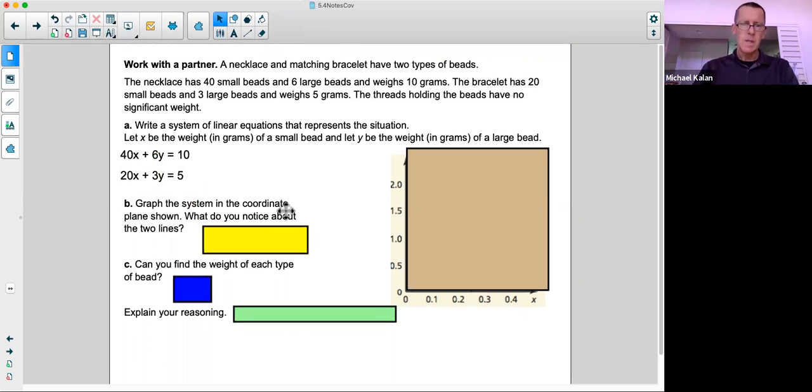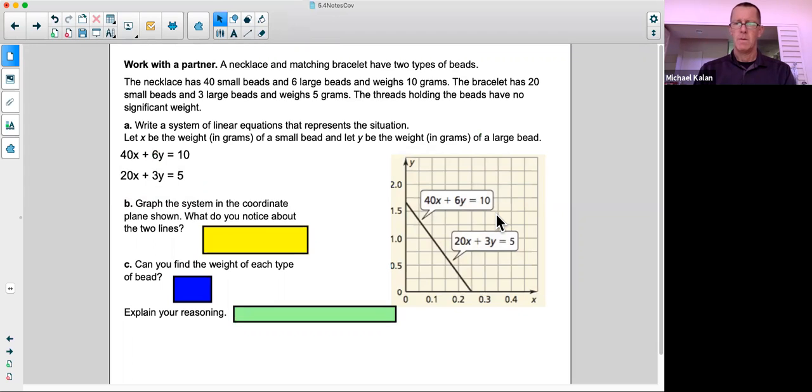Now go ahead and graph the system on the coordinate plane that's over there. You might notice something interesting. So go ahead and pause and graph. Okay, when you graphed, did you get the same line? Yes, you probably did, I hope, right? It's the same line. By the way, why didn't we go out of the first quadrant? In a real life situation, we can't have a negative weight.